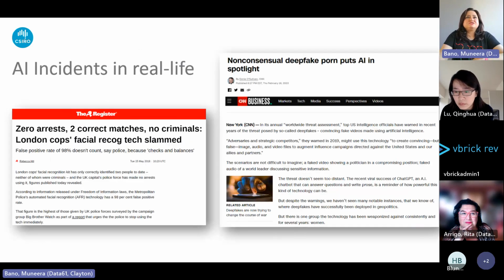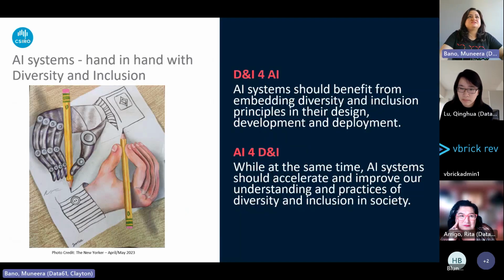And what are the consequences? We see AI incidents in real life based on these algorithms when they are deployed in real life scenarios. There have been consequences of social harm that comes to actual people. So what we are trying to do is to see how we can take a hands-in-hand approach for diversity and inclusion to develop the AI system.